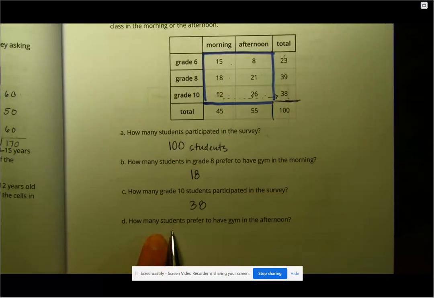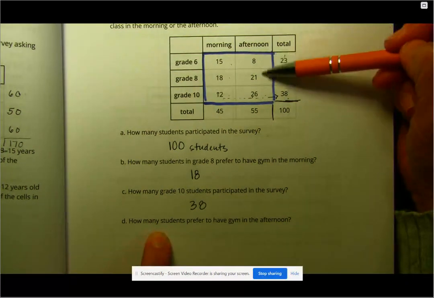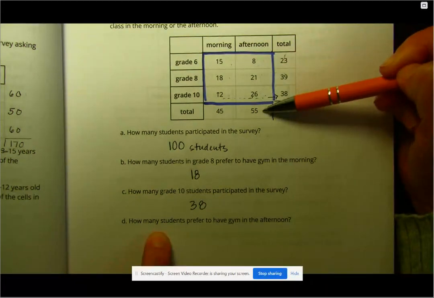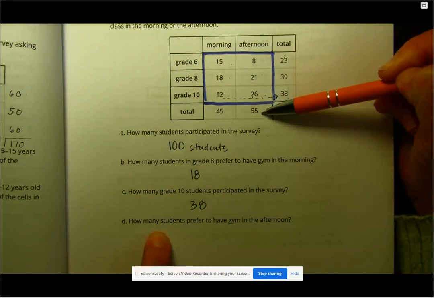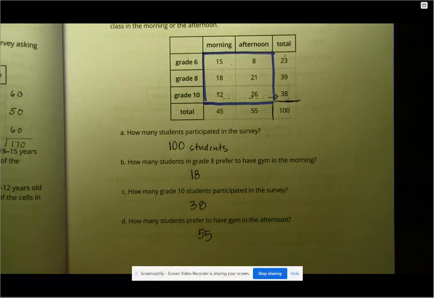And how many students prefer to have gym in the afternoon? It just says students. It doesn't say which grade. So students that prefer afternoon would be all of them, the 6th graders, 8th graders, and 10th graders that said afternoon, totals up to 55. Okay, let's keep on trucking. Number 2.